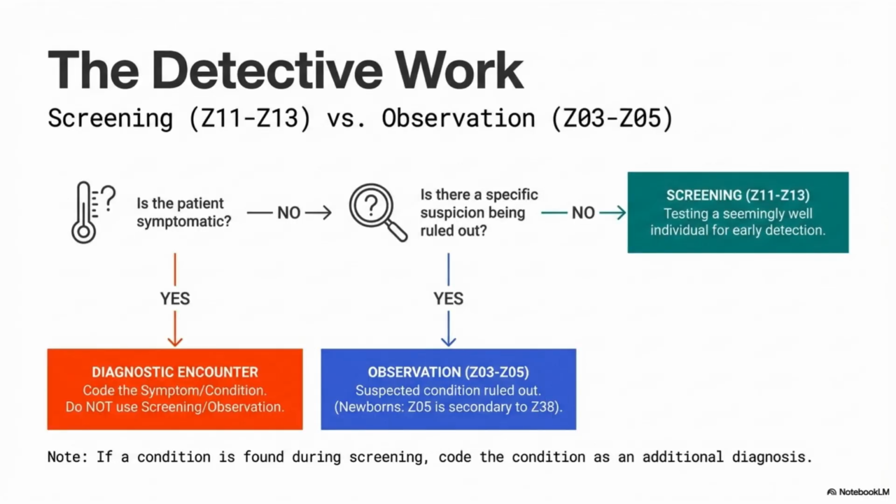Here's where coders often get tripped up. Screening is for people who appear well. Observation is for suspected conditions being ruled out. The slide explains, screening, Z11, Z13. Observation, Z03, Z05. Suspected condition ruled out. If the patient is symptomatic, it's not screening, it's diagnostic.